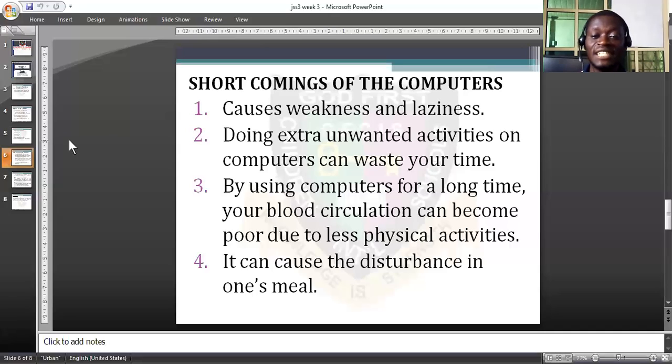Computer is disrupting our plan for the day, is disrupting our plan for the year. So it causes disturbance in one's meal. You might not eat when you are supposed to eat because of the entertainment, because of the game you are currently playing on the computer at that particular time.